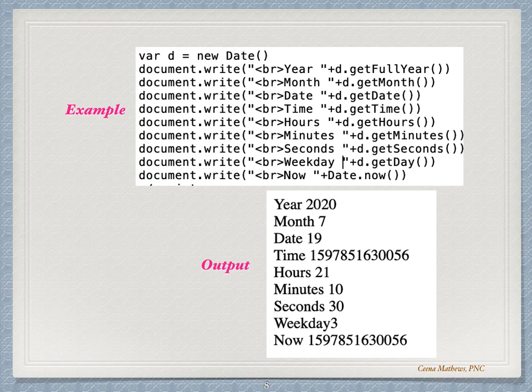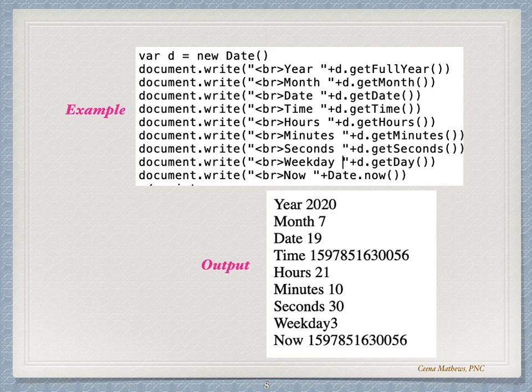As you can see here, this displays the current year as 2020, month as 7 here. Month starts from 0 to 11. 0 is January and 11 is December. So month 7 here means August. Date 19.